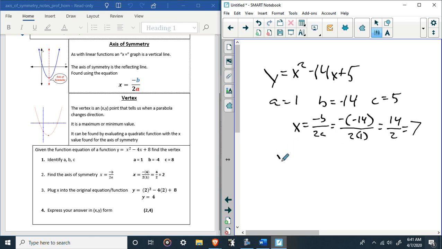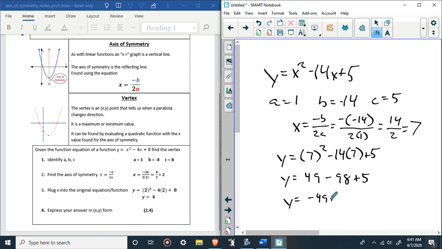So we're going to take our function, and everywhere I see x, I'm going to replace it with a 7. 7 times 7 is going to be 49. Negative 14 times 7, you can use your calculator, it's going to be negative 98, plus 5. Okay, just got our axis of symmetry. We plugged it back in. 49 minus 98, again, if you need to use your calculator, is going to be negative 49. And negative 49 plus 5 will be negative 44.